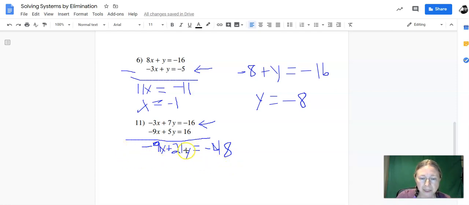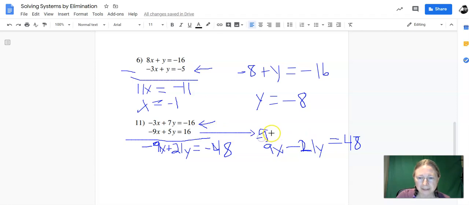So I'm going to rewrite this, but multiplying everything by negative 1. So negative 9x times negative 1 would be 9x. Plus 21y times negative 1 would be negative 21y. And then negative 48 times negative 1 is positive 48. I'm going to keep this equation the same. This is kind of my control equation there. So this is negative 9x plus 5y equals 16.